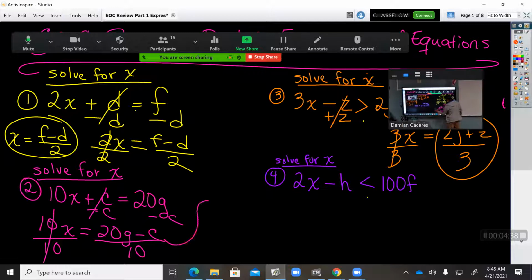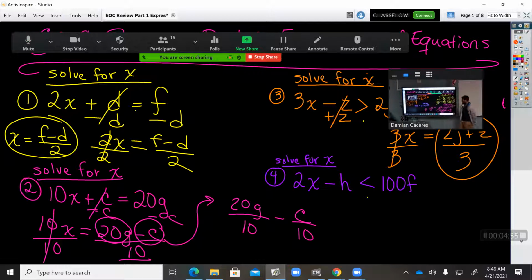So this is something I taught you guys in the past. If two terms are being divided by 1 on the bottom, then you can separate it into two different divisions. So 20g divided by 10 minus c divided by 10. Now, c divided by 10 you can't do. It stays like that. But 20 divided by 10 is 2. So that leaves us with our real answer, 2g minus c over 10.